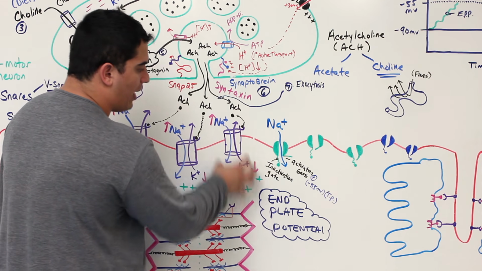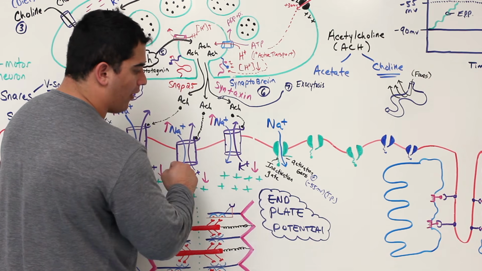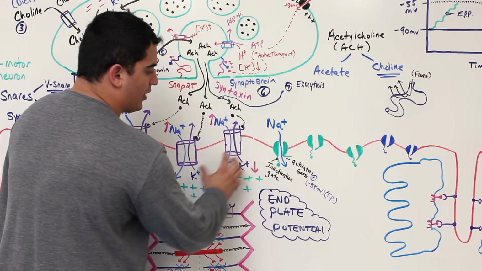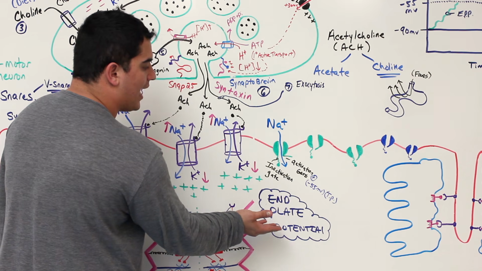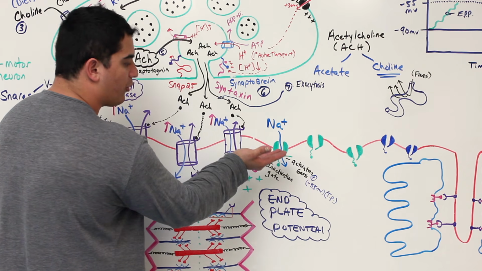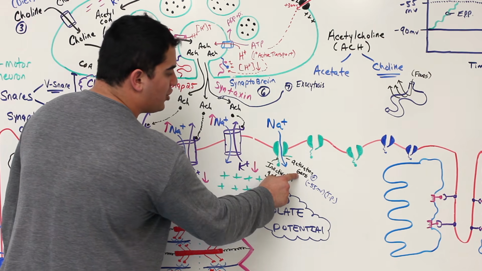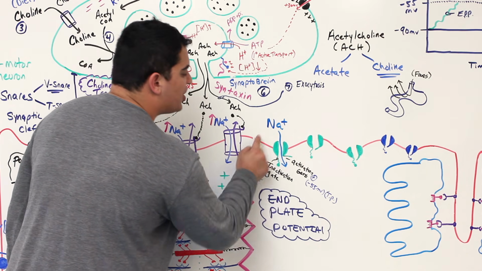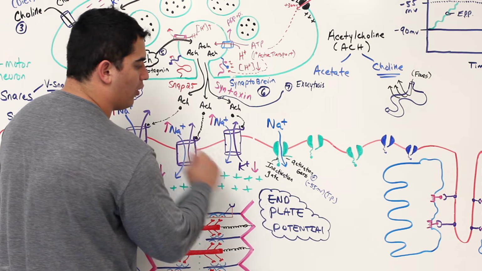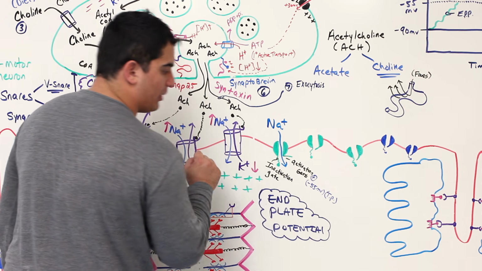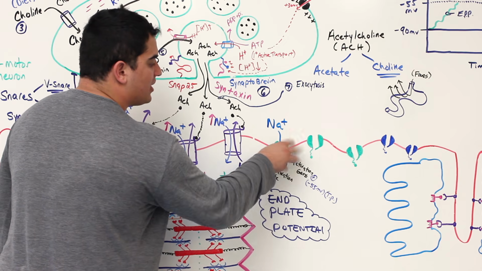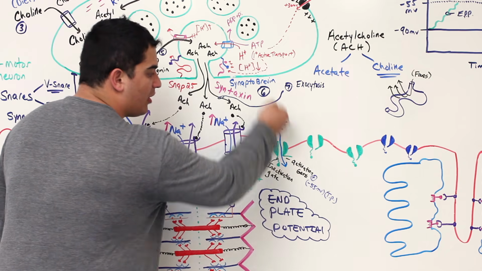When they come in, more positive ions are coming in than positive ions are going out. This develops an end plate potential. The cell becomes more positive, bringing the cell membrane potential to threshold potential. When you reach threshold potential, the activation gate on this voltage-sensitive sodium channel becomes activated. Once that happens, the activation gate opens and sodium can flow in.